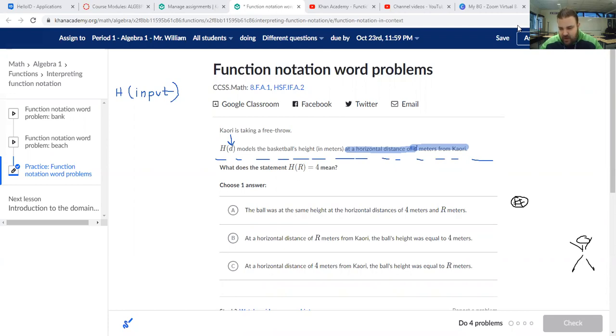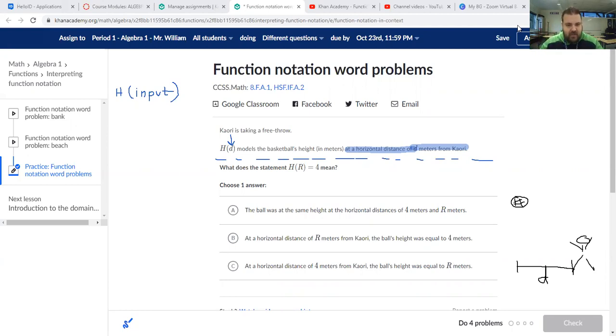So we're not talking about how far the ball is from him. We're not talking about how high the ball is. We're saying from where Corey's at, horizontally to the left, this distance is what we're talking about. So D is the distance. That's supposed to be a D. Let me draw that again. D is the distance from Corey's body to wherever that ball is, measuring it horizontally, all right?